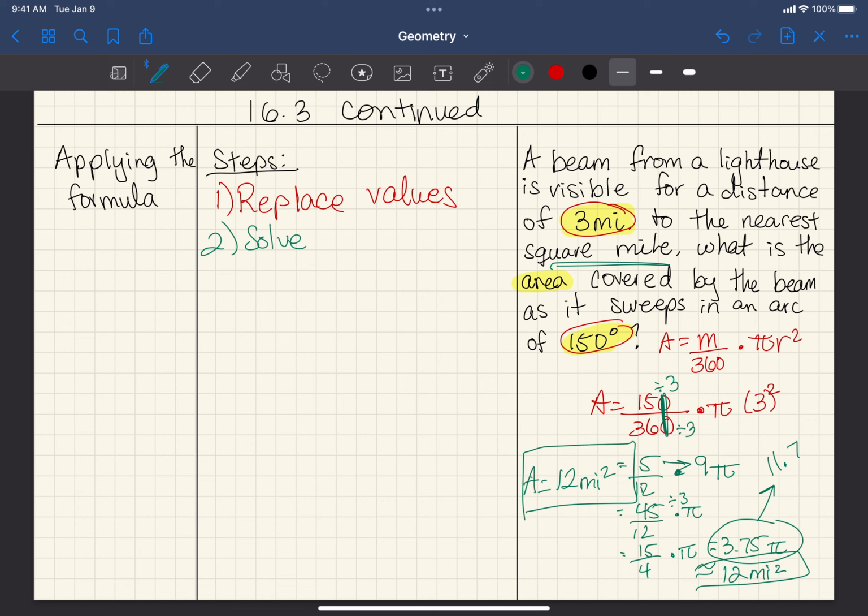And that's pretty much it. It's the same 2 steps. I just find my values, plug it in, and solve it, and that's it.